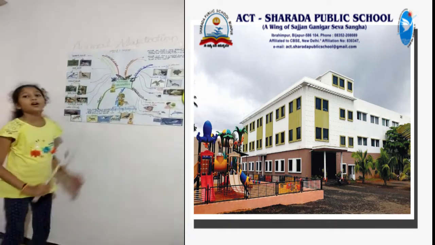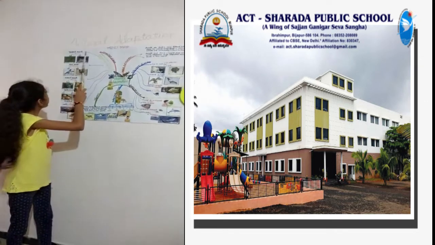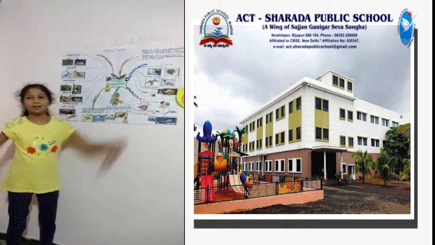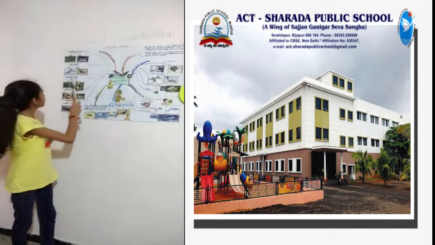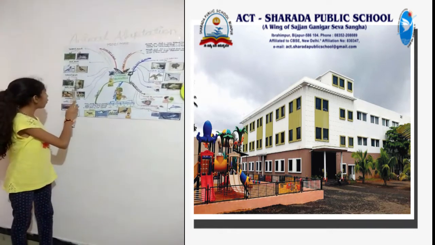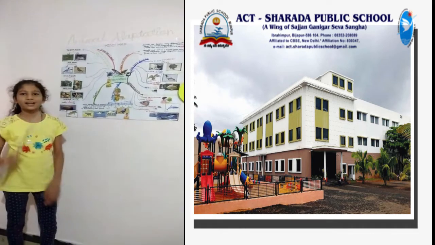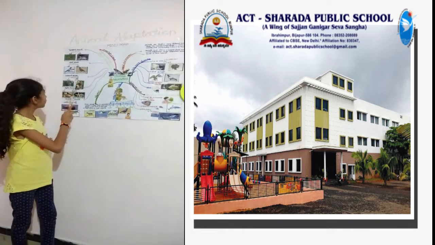Terrestrial animals means animals which live on land. Example, deer and tiger. Aerial animals. Animals which fly in the sky are called aerial animals. Example, crow and myna. Arboreal animals. Animals that climb trees are called arboreal animals.